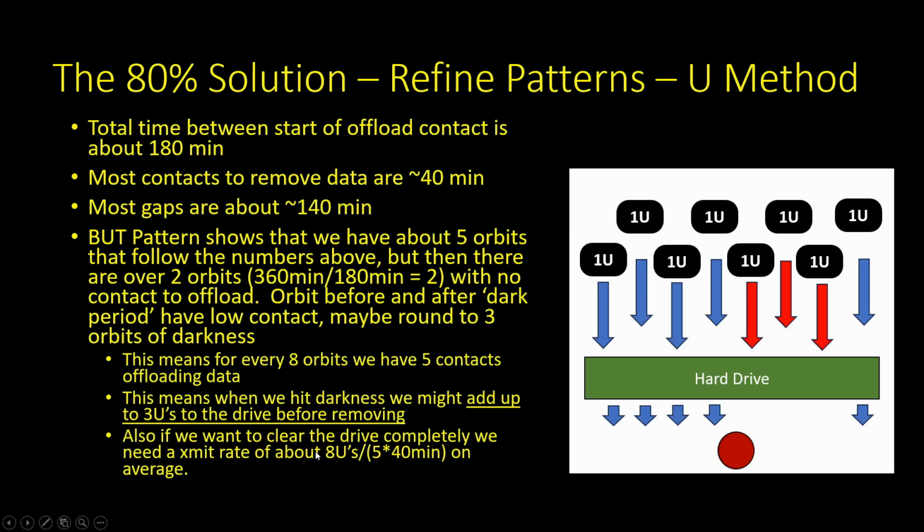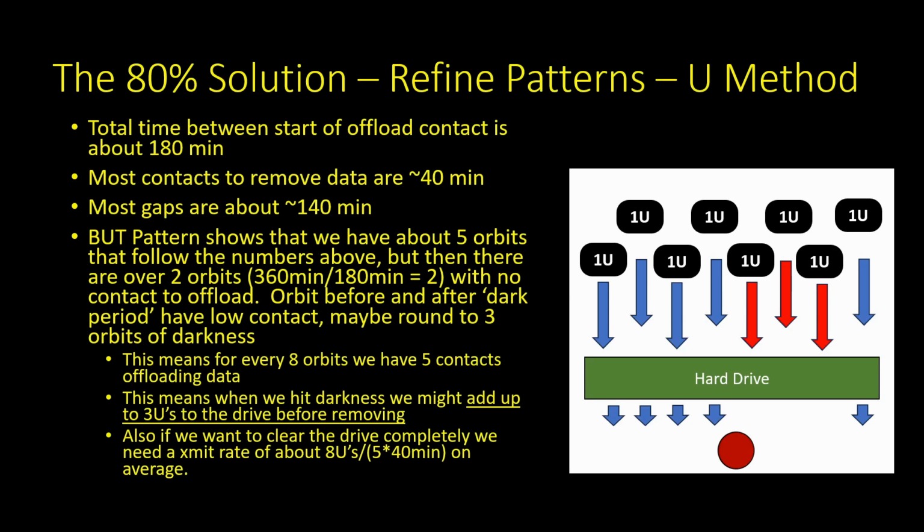So I could take the value of 8 U's and divide it by 5 times my contact time, 40 minutes. That's how much total offload time we have, and whatever falls out will be in megabytes per minute, and will tell me the minimum transmitter rate I need in order to offload 8 U's of data, because that's what I'm going to get for one full cycle, in only 5 contacts, which is all I would have in that cycle. This is the 80% solution.